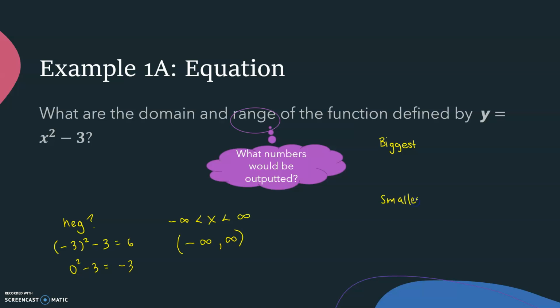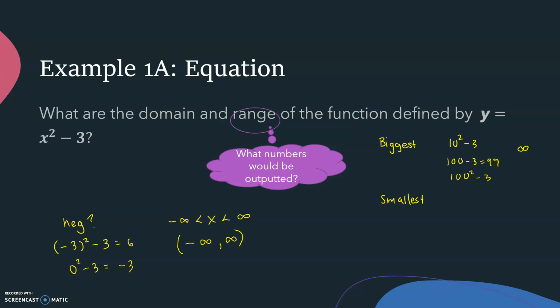I'm going to imagine putting in a very big number. So if I put in like 10, 10 squared minus 3 would be 100 minus 3, which would be 97. But I can see almost right away that if I tried 100, that's just going to keep getting bigger. So this biggest number is just going to get bigger and bigger and bigger. So the biggest number is going to be infinity. I can't stop this thing from growing.